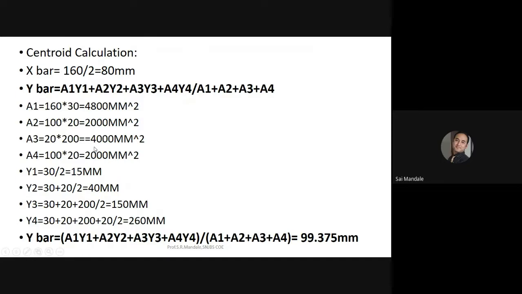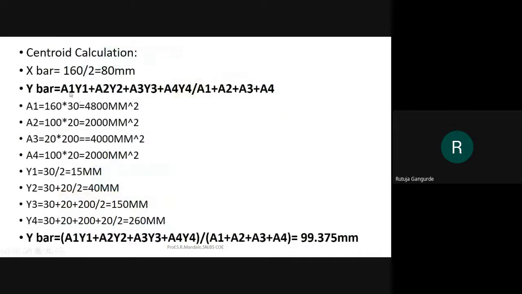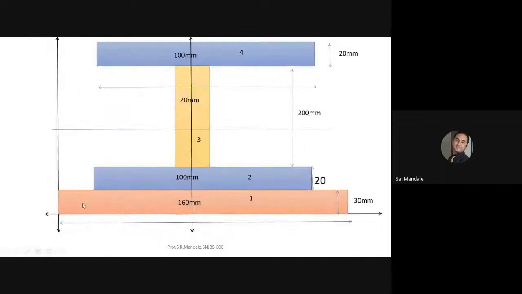From the different sections, this is section 1, 2, 3 and 4. I have to calculate A1, A2, A3, A4. This is simply the area. So 30 into 160, 20 into 100, 200 into 20 and 20 into 100. These are the areas. And what are Y1, Y2, Y3?